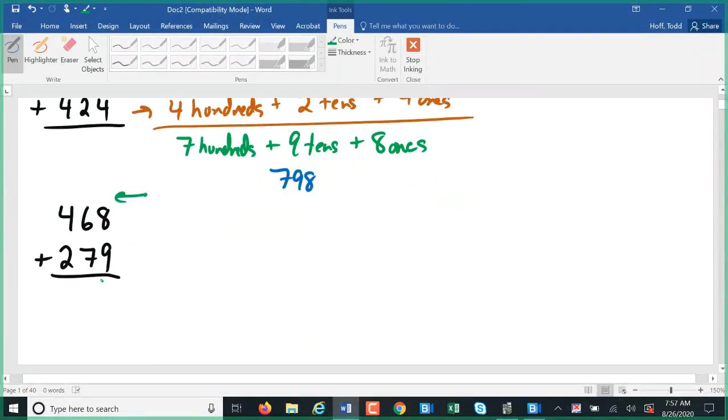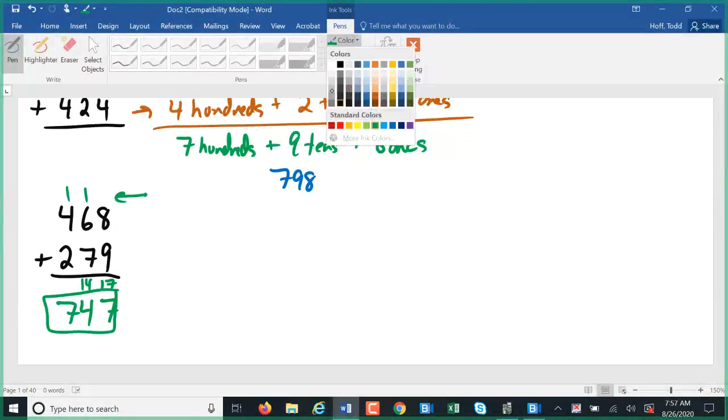8 plus 9 is 17. But we can't have 2 digits there, so we keep the 7 and we carry the 1. 1 and 6 is 7, plus 7 is 14. So again, we can't have 2 digits, so we'll keep the 4 and we carry the 1. 1 and 4 is 5, plus 2 is 7, so we get 747.